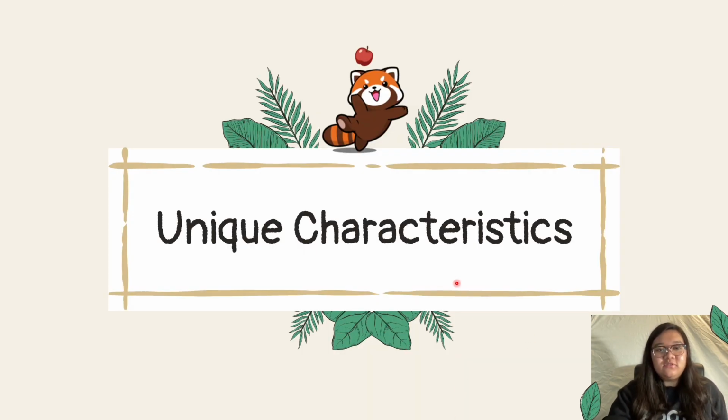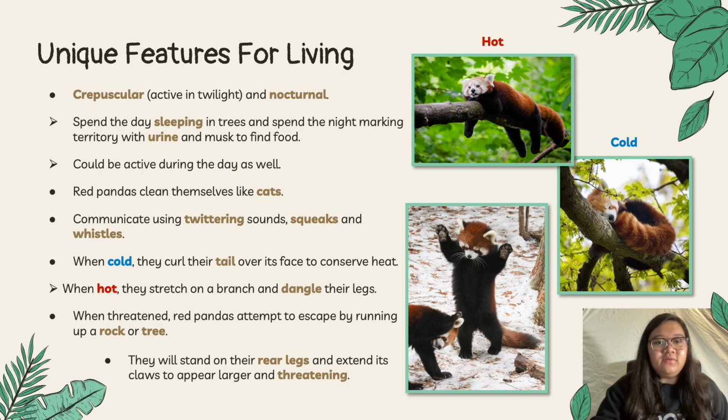So the next thing we're going to move on to is the red panda's unique characteristics for living in the environment. For their unique features, red pandas are crepuscular, which means they're active in twilight, dusk or dawn, and they're also nocturnal. They spend the day sleeping in trees and spend the night marking territory with urine and musk to find food. They could be active during the day as well.